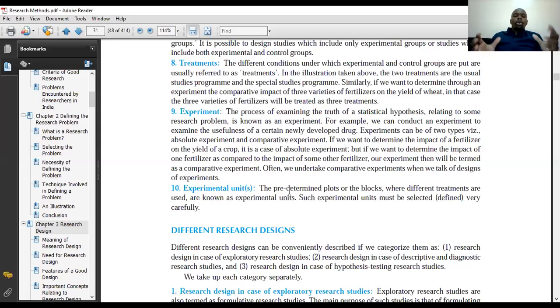So you can call them experimental units, and one unit will be a control group, and the other units will be experimental groups. But all of them are experimental units. Why? Because they are blocks within which experiments are happening. Okay, and each of them has a different particular treatment.